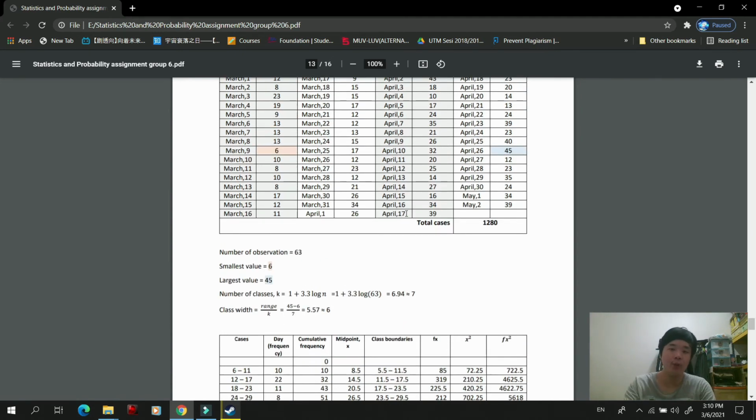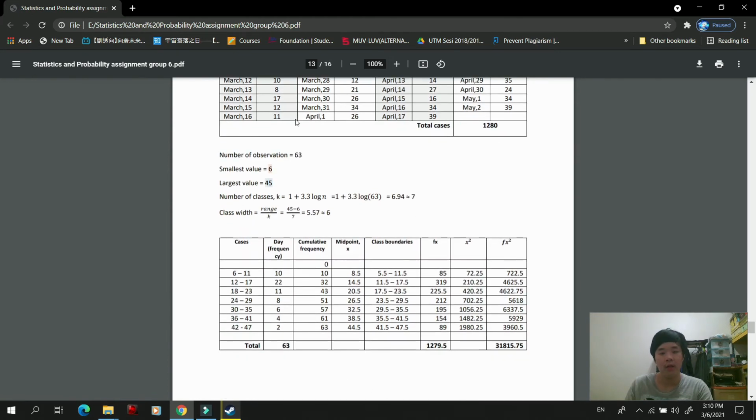And how do we determine our number of classes? We determine our number of classes by using Sturges' rule. That is this formula: k equals 1 plus 3.3 log base 10 of n, and n is the number of observations, which is the data we collected for 2 months. We just substitute the value, and we get 6.94, and we round it off. The answer is 7, so we will have 7 classes for the daily COVID cases for Singapore.